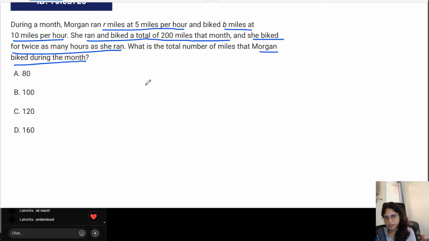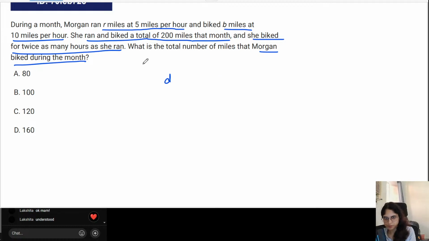So this is distance, speed, time. We do not know how many hours she ran or how many hours she biked. So there are several ways of doing this problem. I'm just going to make a table of D, R, and T.